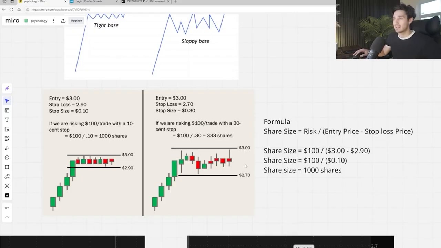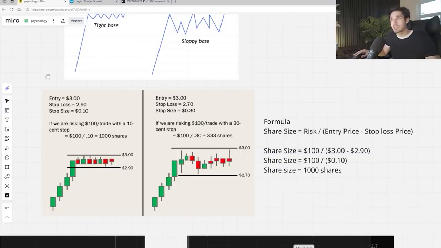However, in this case, since we have a wider stop, instead of 100 divided by 10 cents, it's $3 minus 270, that's 30 cents. It'd be 100 divided by 30 cents, which is 333 shares. You're risking identical amounts of money in these examples. You're risking $100 on both of these setups. The risk remains constant, but what changes is the amount of shares you can get. And this obviously has a way better reward to risk. You're able to get more shares on the same risk because you have a tighter stop.